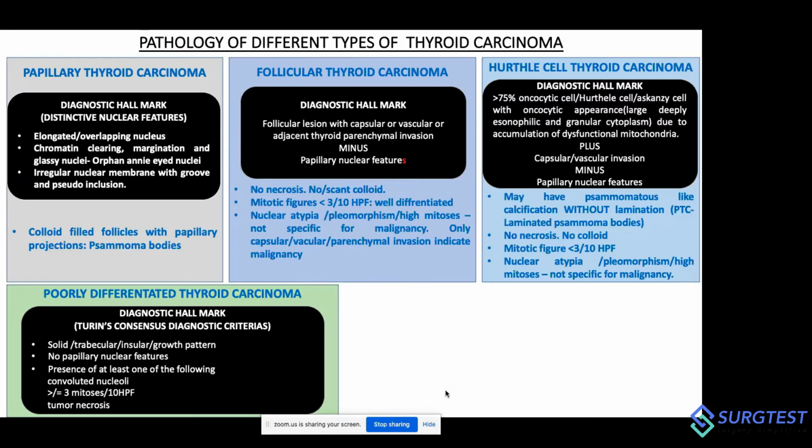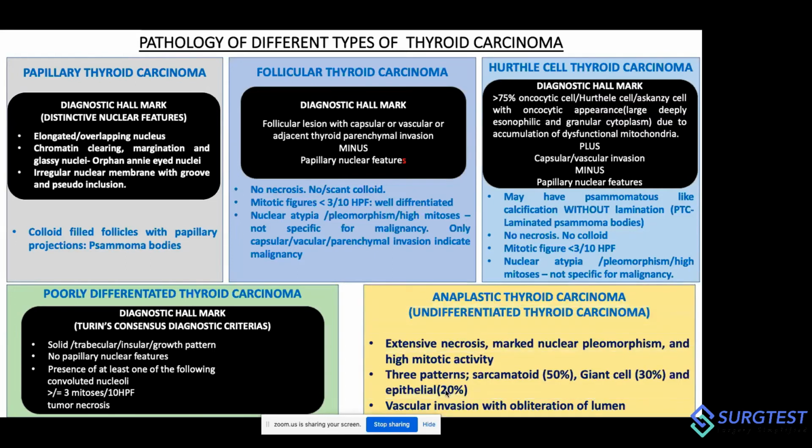So as I told you, less than 3 is well differentiated. More than 3 is poorly differentiated. So now you can see here it is more than 3, and tumor necrosis should be present. In differentiated thyroid carcinoma, you can see there is no tumor necrosis, whether it is follicular or Hurthle cell or papillary, no necrosis. But in poorly differentiated, there is necrosis.